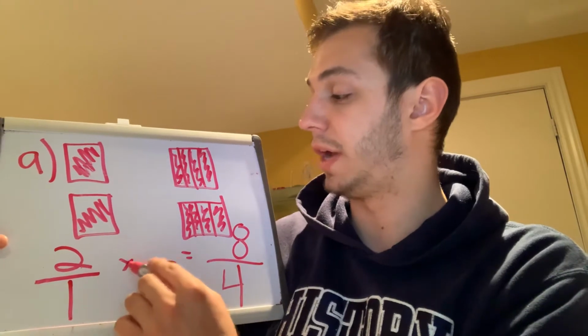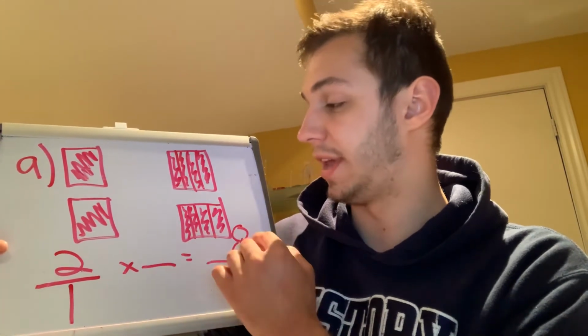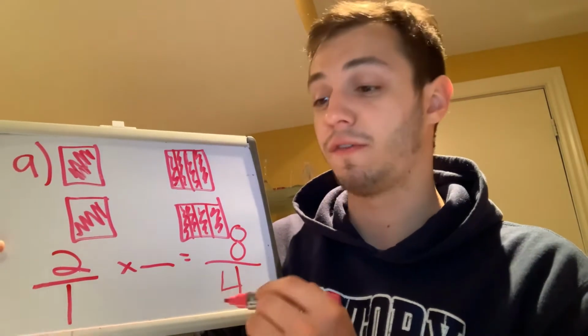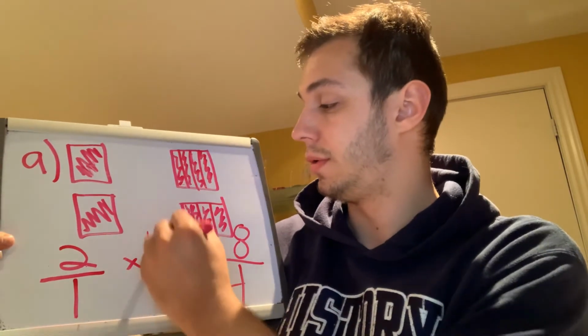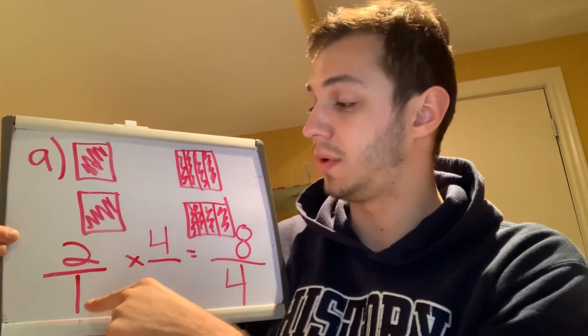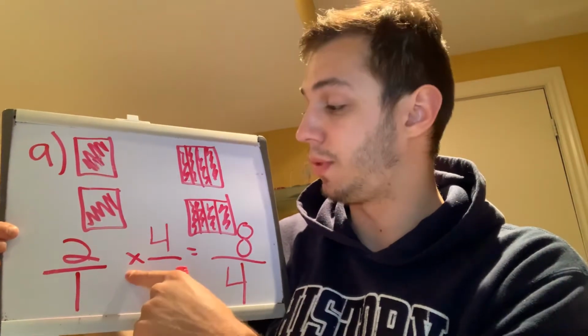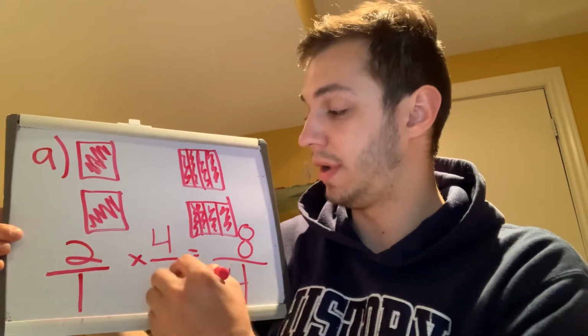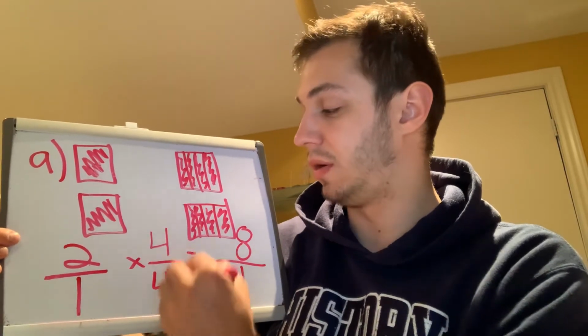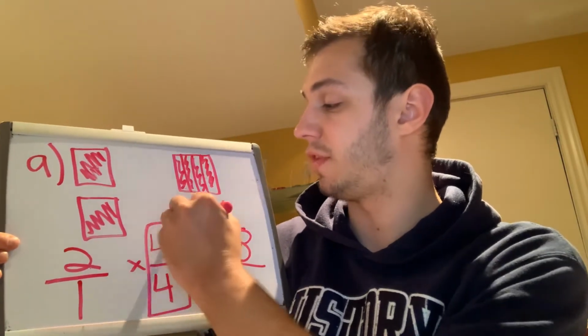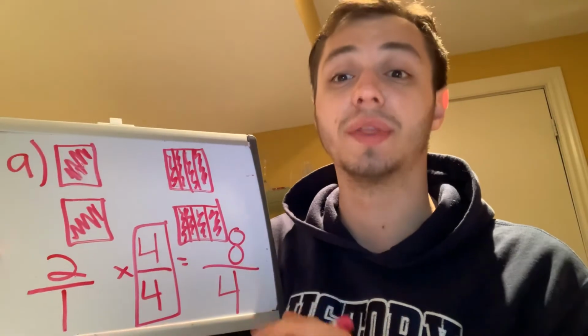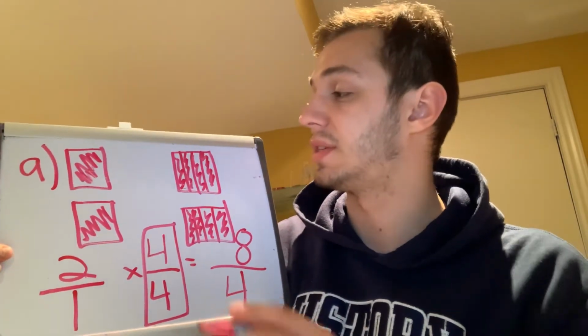So 2 multiplied by what number will give us 8, right? It's 4. And then for my bottom, I'm also going to see how I went from this 1 to this 4. So 1 multiplied by what number will give me 4? It'll be 4 as well. Right? So since both of my top and bottom numbers are the same number, that tells us that these two fractions are equivalent.